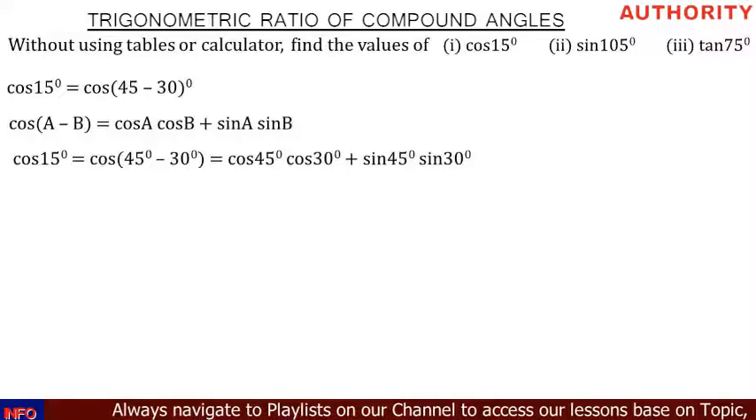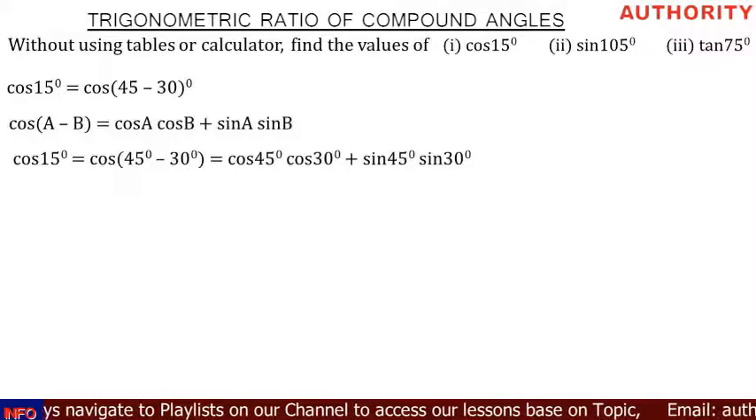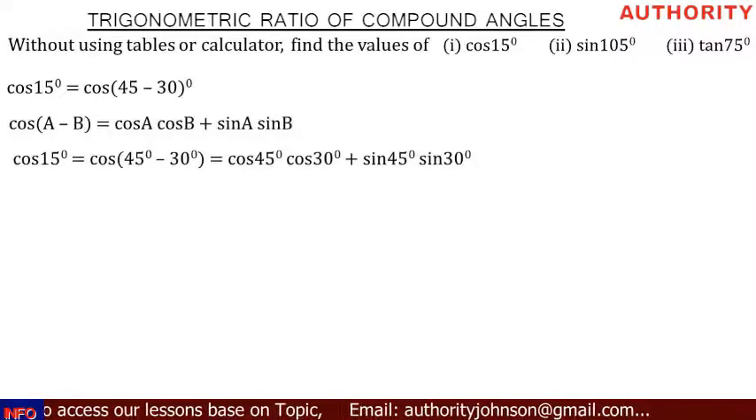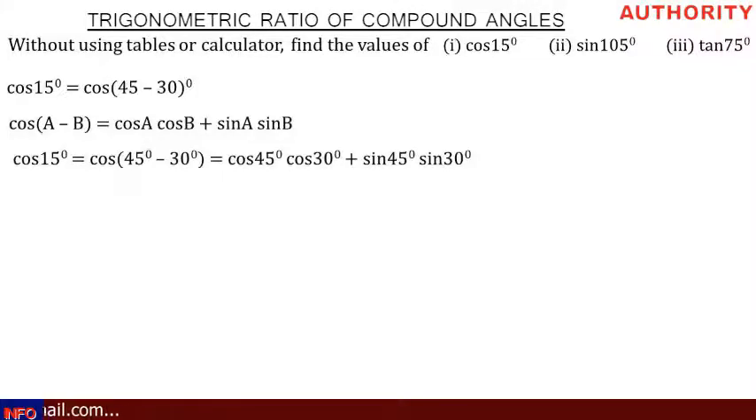Is that not true? And then we say that for us to solve it, we are going to employ this formula that says cos(A − B) is equal to cos A cos B plus sin A sin B. Let us call 45 degrees A and then 30 degrees B. Then when we replace it, we're going to have cos 45° cos 30° plus sin 45° sin 30°. Okay, good.